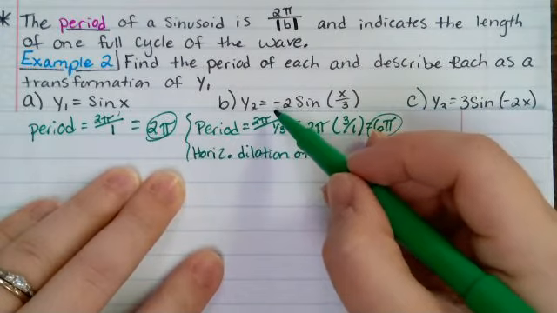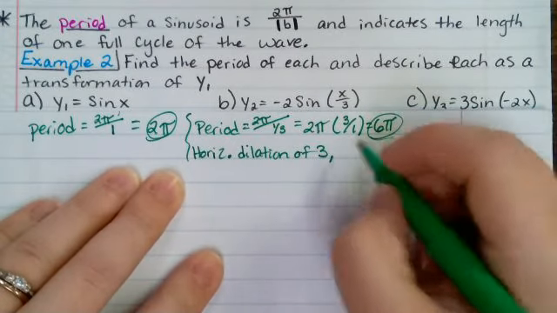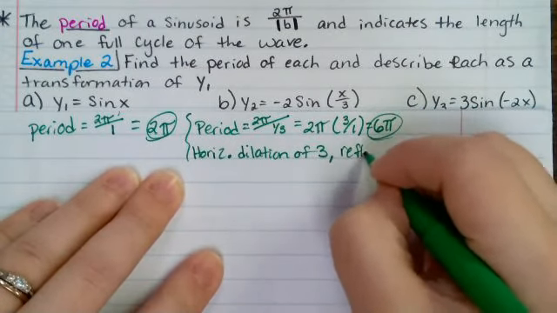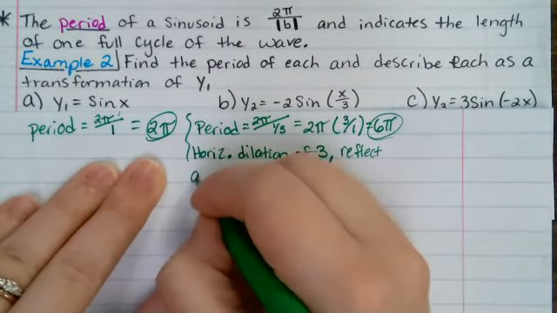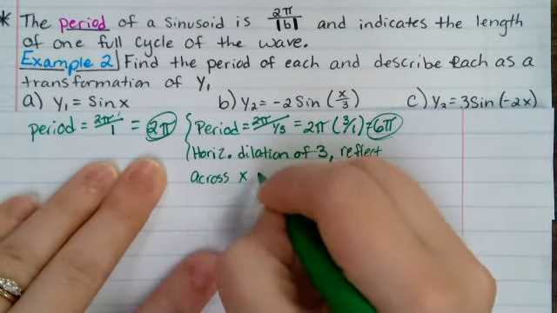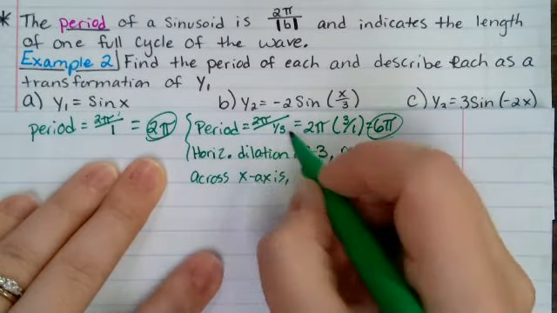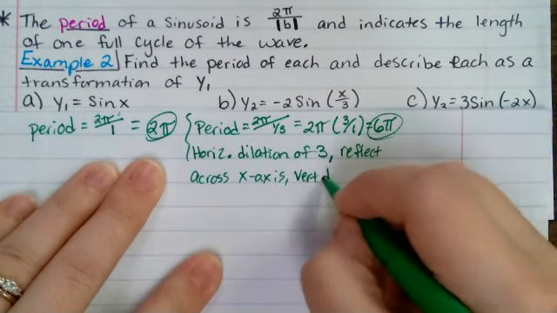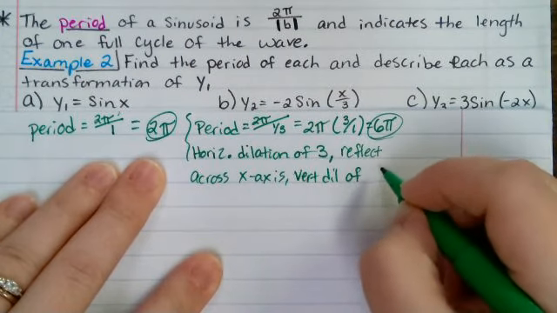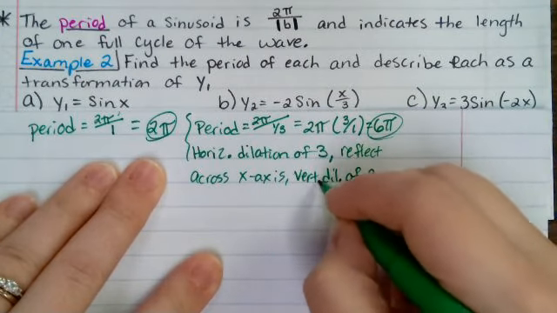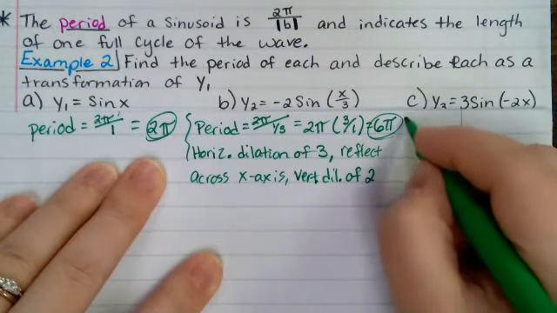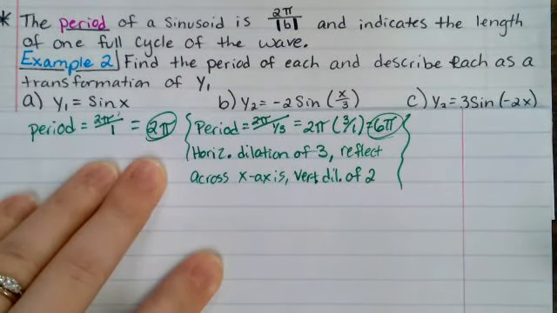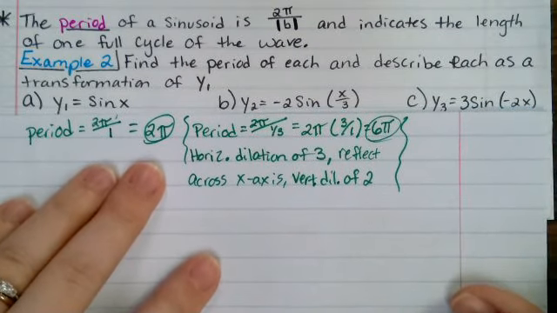What else is there? Well, I see a negative in the front, which reflects across the x-axis. So we're going to say reflect across x-axis. And then that 2 in the front vertically dilates. So vertical dilation of 2. Again, just abbreviating to make that a little bit shorter, but you could write the whole words out. All right, fantastic.